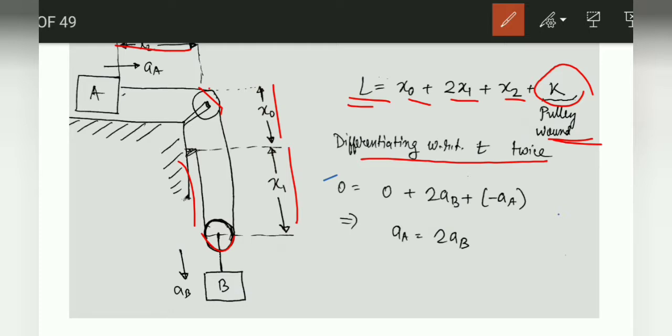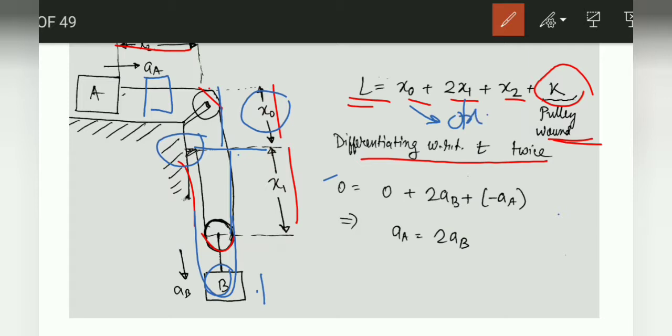Look at x0 carefully. Block B is going downwards, so this part will definitely increase. This pulley will come here, so it is increasing. This is moving to the right-hand side. Now what is happening to this x0? This support, this hinge, is not moving, so x0 is constant. That is why I had taken it separately. x0 is constant, so its differentiation, dx0 by dt, will become 0.